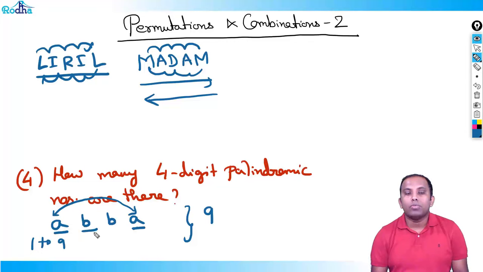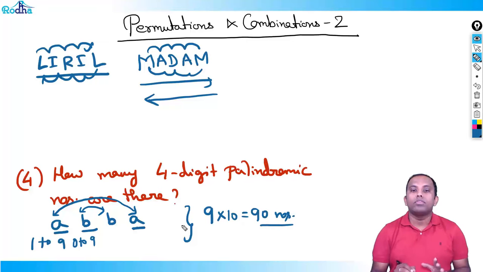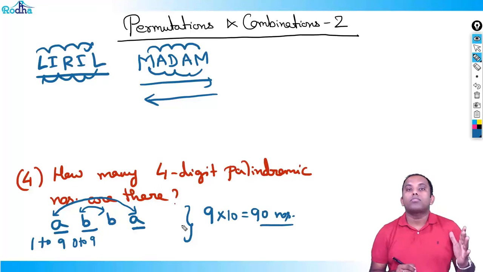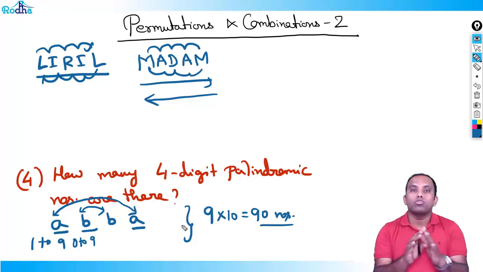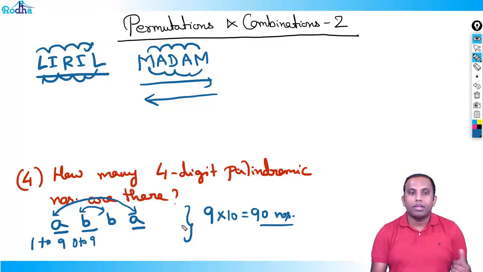For second place, how many options do we have? For B, I can take any number from 0 to 9, because the second place can have any digit from 0 to 9. So if second is fixed, third is automatically fixed, because B and B are same. So 9 into 10, total there are 90 numbers. So there are 90 four digit palindromic numbers. Palindromic numbers means numbers or letters which read the same from left to right and right to left. So a four digit palindromic number is of the form ABBA.